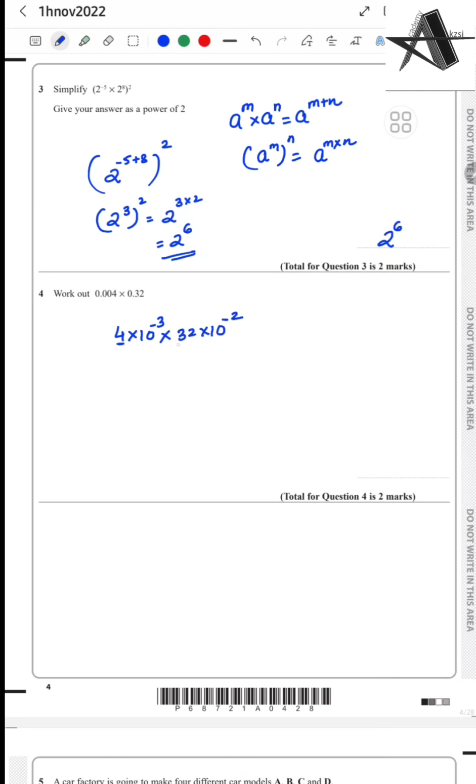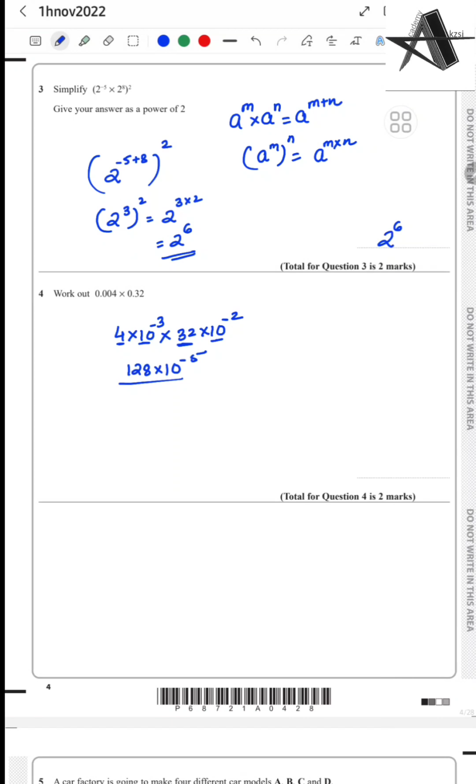We know we multiply the integers and integers together. 32 times 4 will give you 128. And 10 to the power of minus 3 into 10 to the power of minus 2 is, since the base 10 is the same, add the powers. Minus 3 plus minus 2 is minus 5. So this will become minus 5.